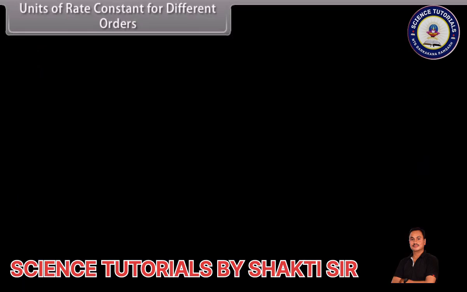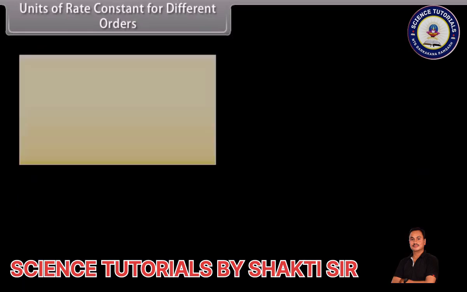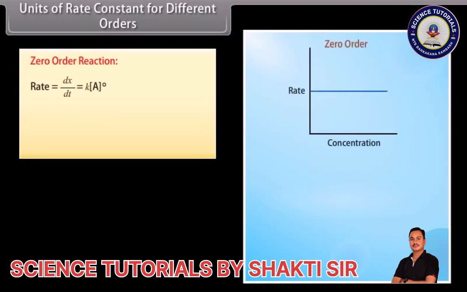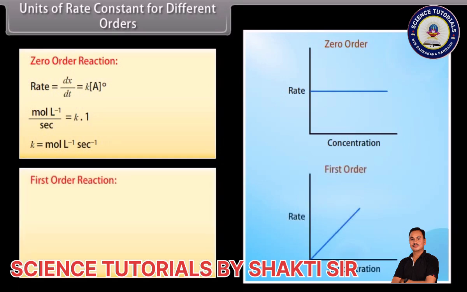Units of rate constant for different orders. Zero-order reaction. Rate is equal to dx by dt, which equals the product of k and a raised to the power 0. Thus, units of rate constant for zero-order reaction are mole per liter per second. First-order reaction. Rate is equal to dx by dt, which is equal to the product of k and a. Thus, the unit of rate constant for first-order reaction is per second.